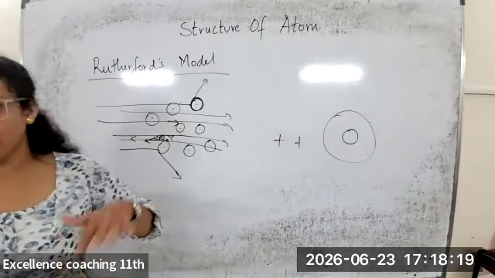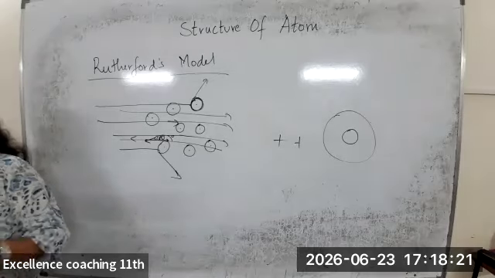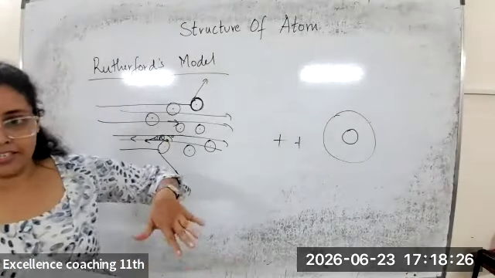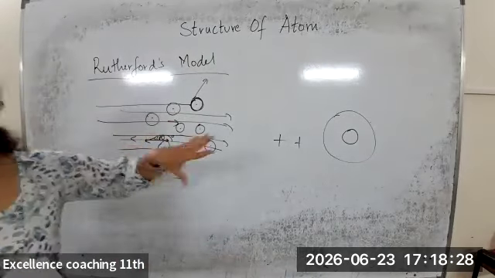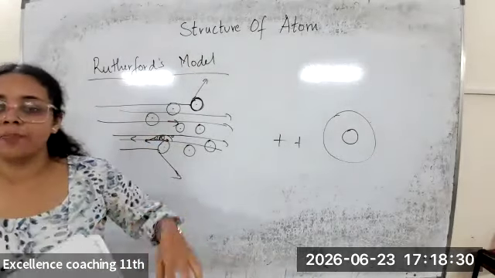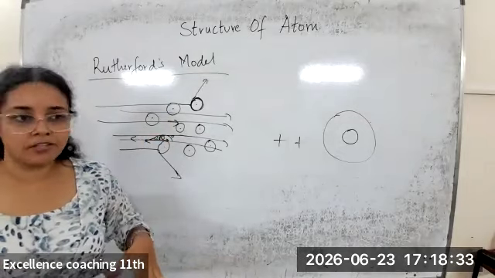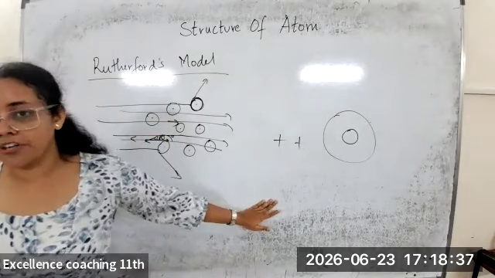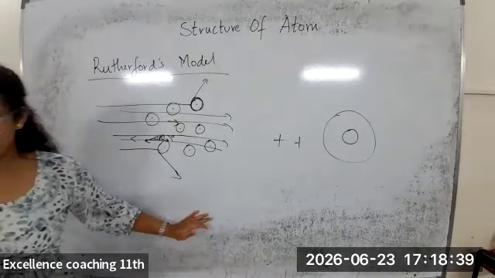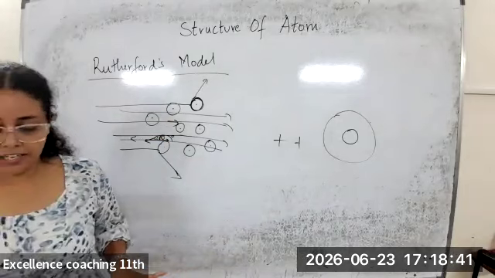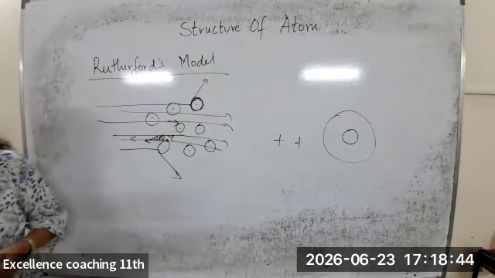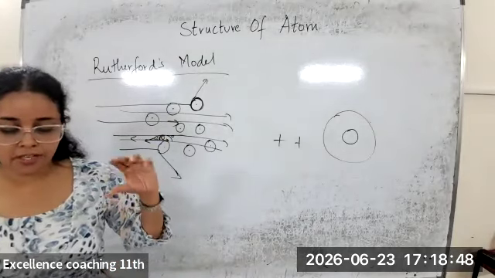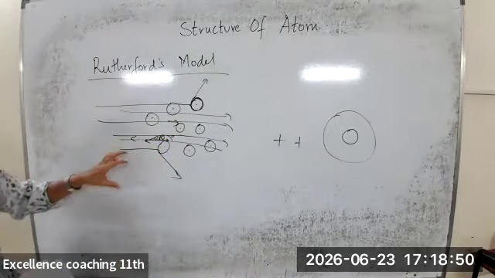After all these observations and conclusions, he came up with the nuclear model of the atom. What he performed was basically an experiment, then he predicted based on the observations, and finally he came up with the nuclear model of the atom. What this model says is that the positive charge and most of the mass of the atom were densely concentrated in an extremely small portion.